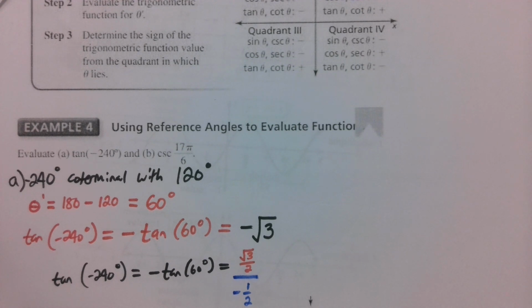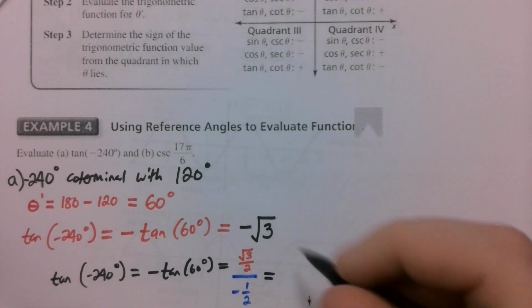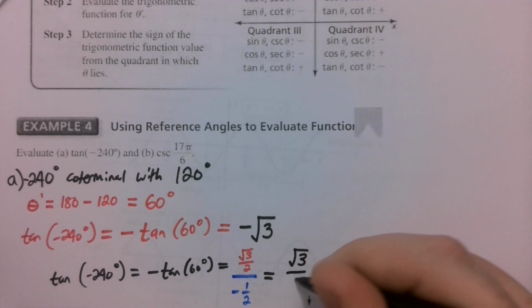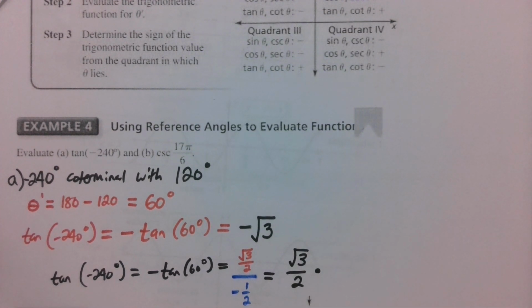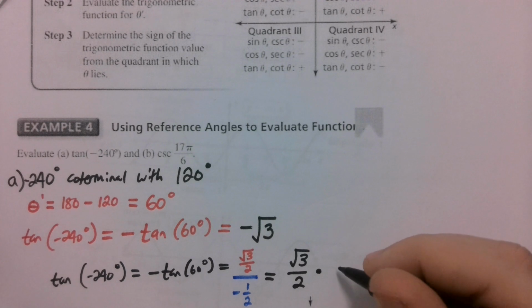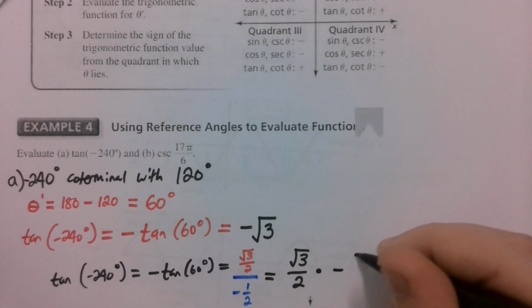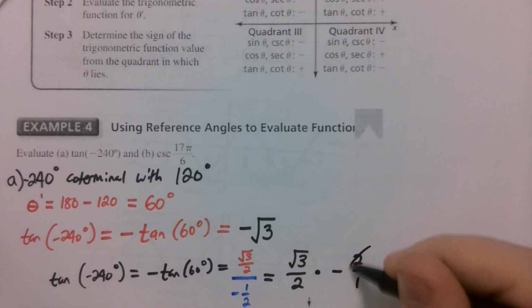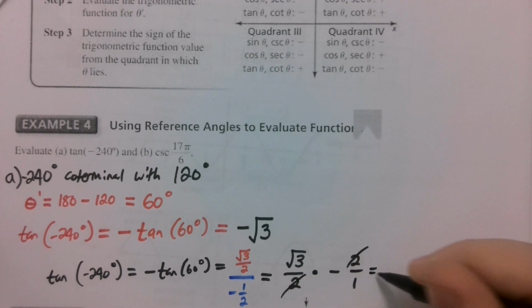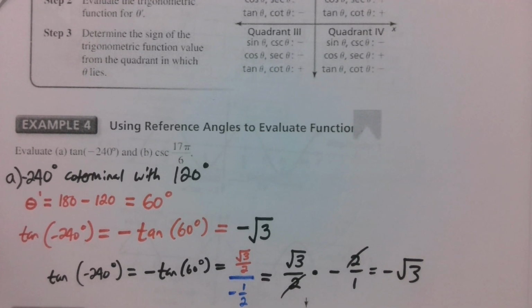I don't like dividing fractions this way. We end up with a totem pole. So why don't we treat this as keep, change, flip territory? We keep root 3 over 2, we change division to multiplication, and we flip this to become negative 2 over 1. The 2's cancel out, and we get negative square root of 3. Done. That's how we can use the unit circle.